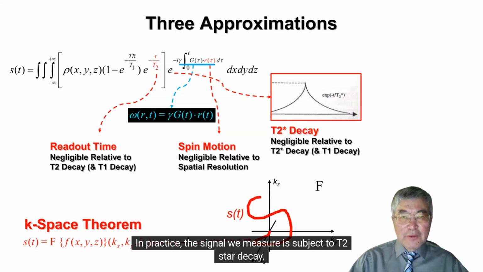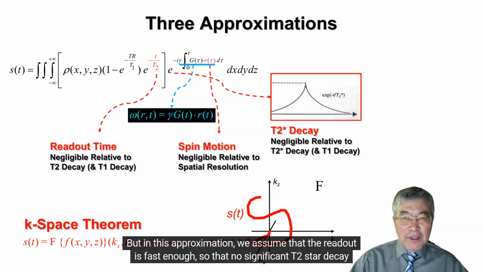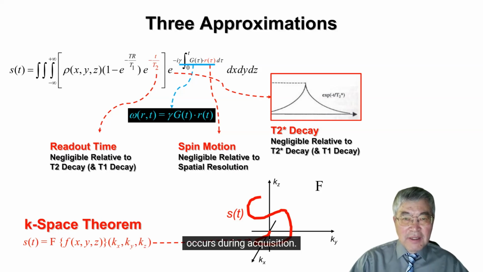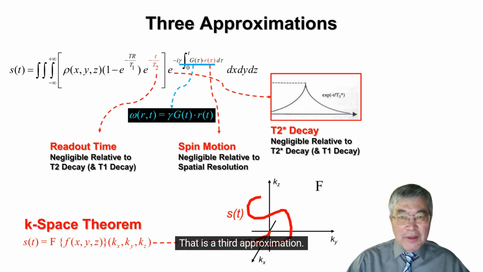And third, the factor related to signal decay. In practice, the signal we measure is subject to T2 star decay. But in this approximation, we assume that the readout is fast enough so that no significant T2 star decay occurs during acquisition. That is a third approximation.